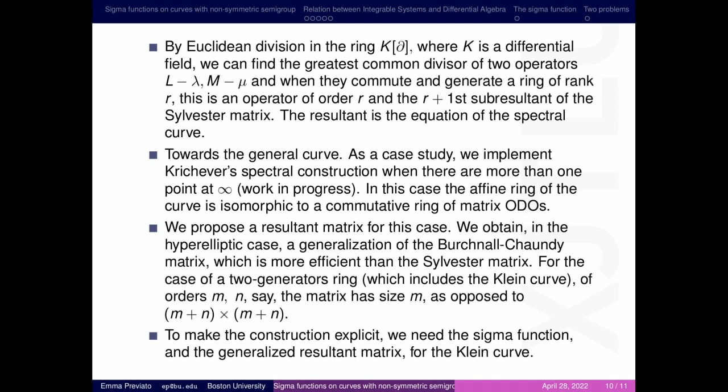I want to relate to this point at infinity at which I'm looking at the Weierstrass gaps, okay? Because if I have this point at infinity, then my commutative algebra of differential operators is a scalar algebra of differential operators. But what if I have more than one point at infinity? So how do I explain this?